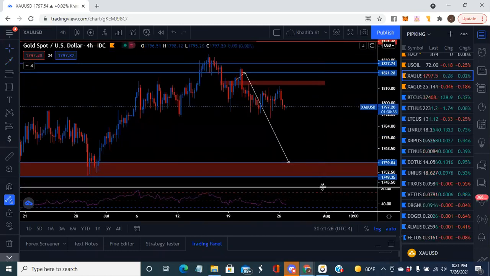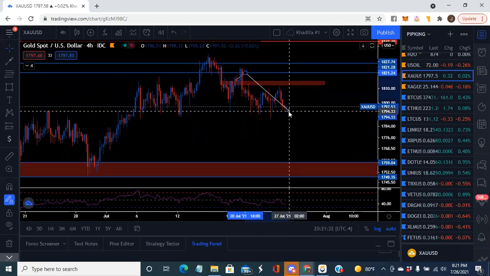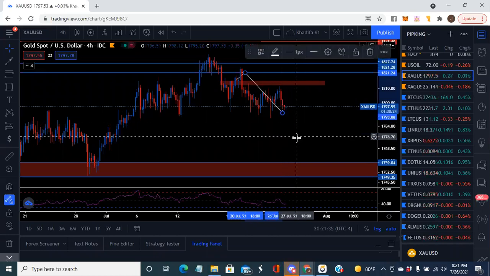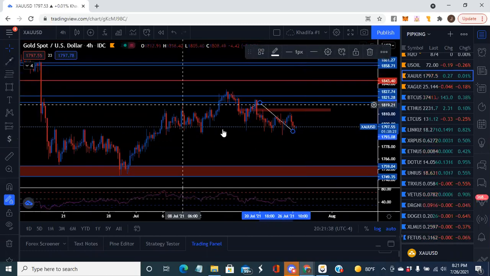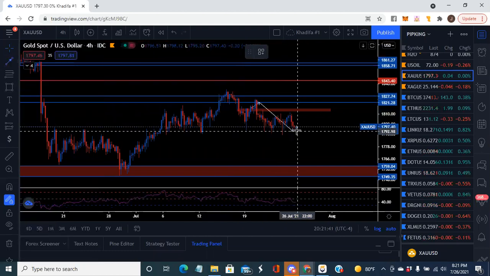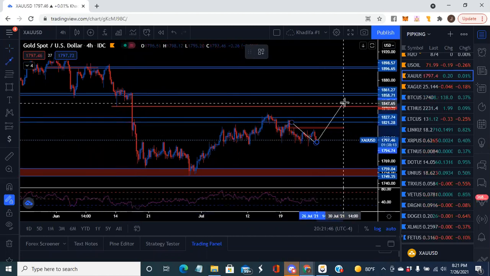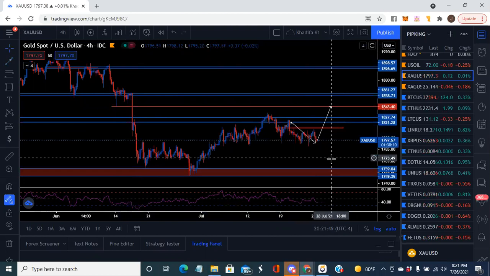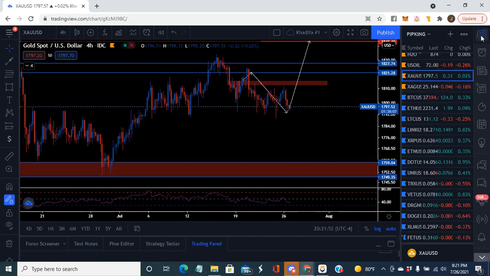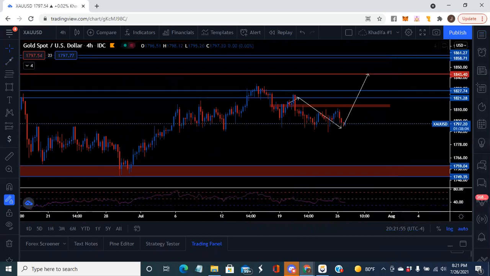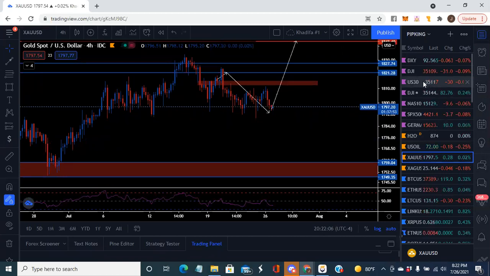Same thing with gold. If the dollar keeps pushing to the downside, then we should see gold hold the level that we're at now and push on back up to fill in this imbalance. Yeah, so that's gold.